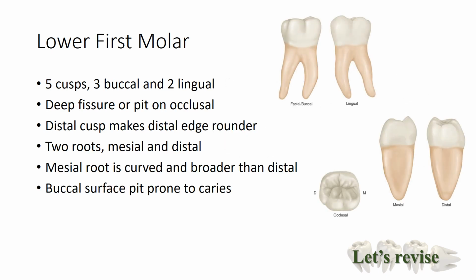So we go down to our lower first molar. This tooth has got 5 cusps. It is the only tooth in the mouth that has 5 cusps. It's got 3 buccal cusps. 1, 2, 3. See them up here. And it's got 2 lingual cusps just on the inside here. There are deep fissures and pits on the occlusal. This is a highly carious tooth, just because it's so difficult to clean.